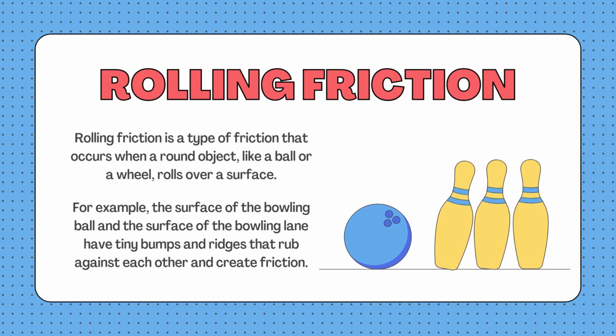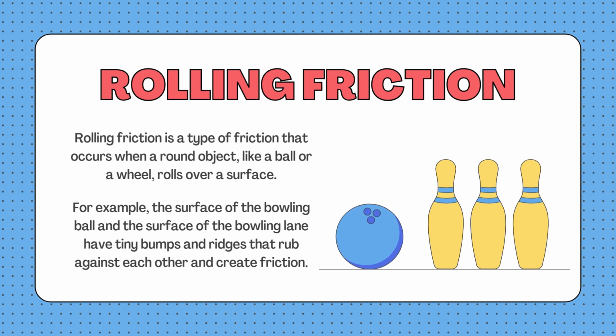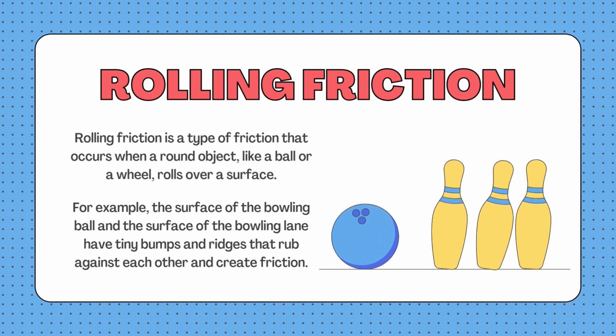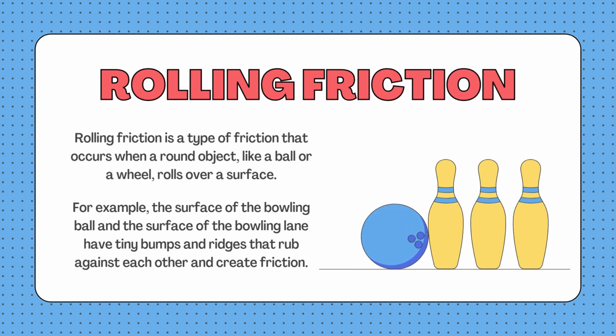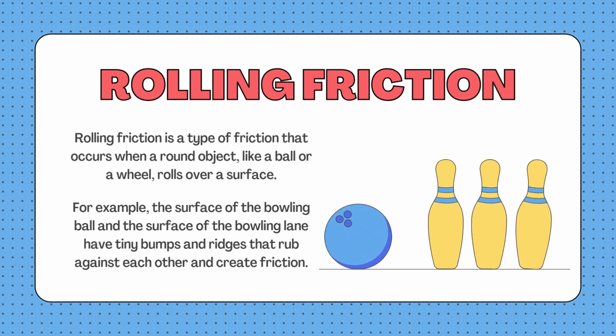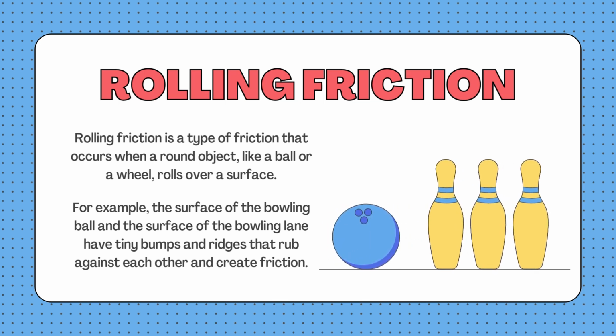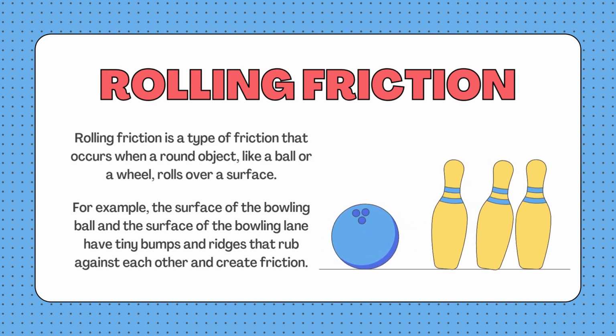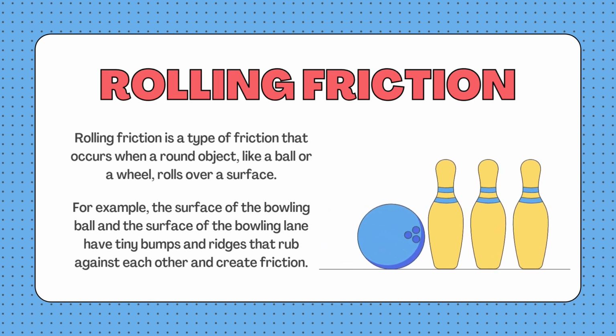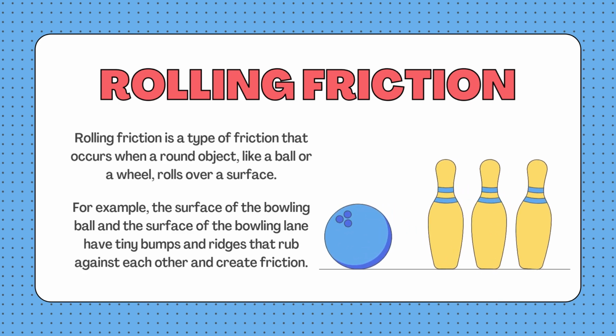Rolling friction is a type of friction that occurs when a round object, like a ball or wheel, rolls over a surface. For example, the surfaces of the bowling ball and the surface of the bowling lane have tiny bumps and ridges that rub against each other and create friction. It occurs with round objects, like balls or wheels, as they roll over surfaces. This type of friction is typically lower than sliding friction and is impacted by material properties and the radius of the rolling object. For instance, larger wheels on bicycles reduce rolling friction, enhancing efficiency.